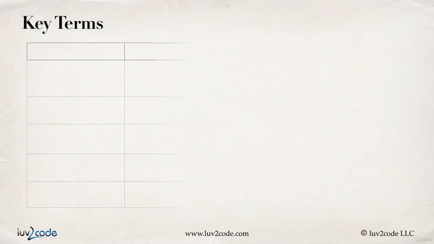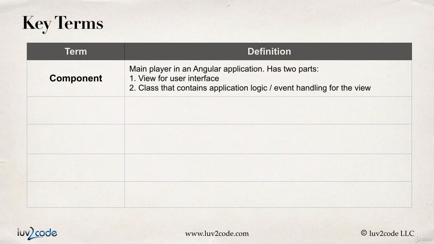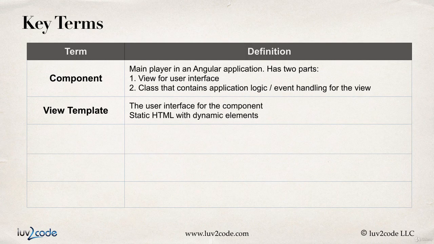Okay, so let's go ahead and look at some of the key terms here for Angular. The first one here is a component. It's the main player in an Angular application. A component has two parts. One, the view for the user interface, and then two, the actual class that implements the application logic or event handling for the view. And then we have the view template, which is the user interface for the component. It has static HTML along with some dynamic elements.